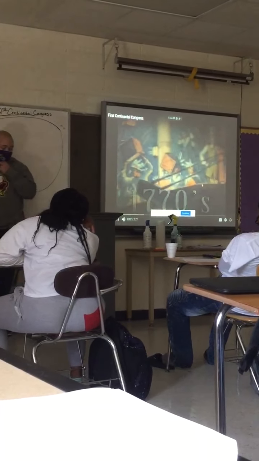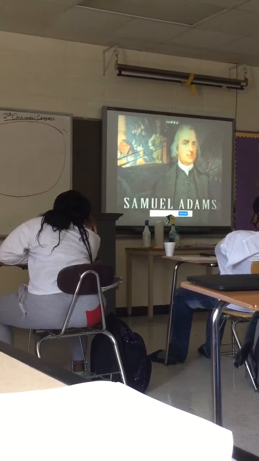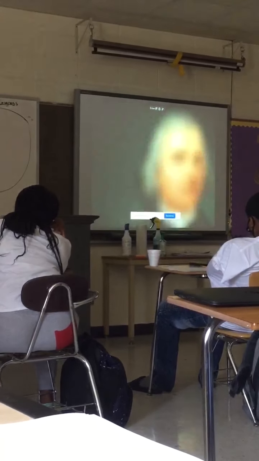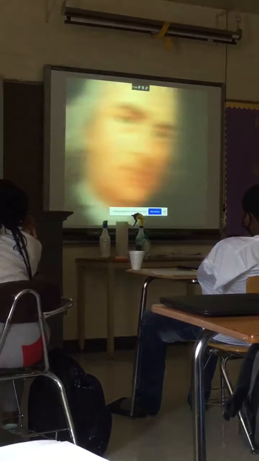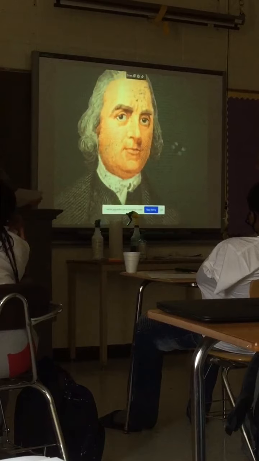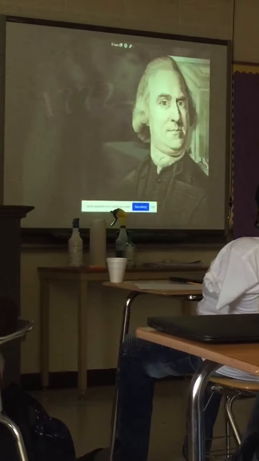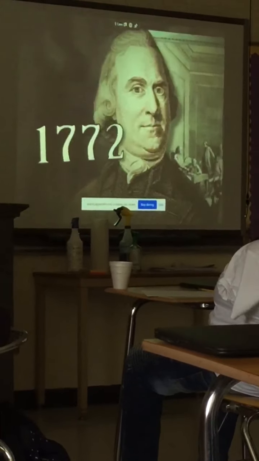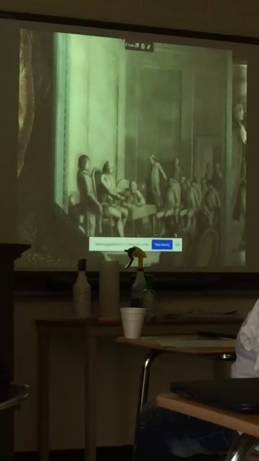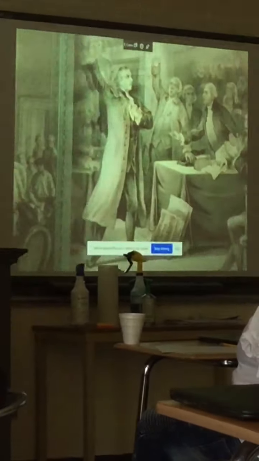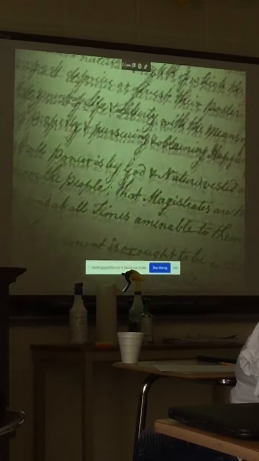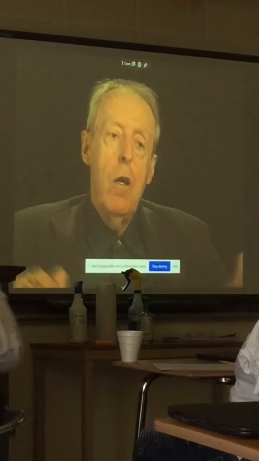Throughout the 1770s, Samuel Adams led Boston's resistance to British rule. Adams was aggressive, courageous, but slovenly. His friends often brought him presentable clothes when he left Massachusetts on business. In 1772, Adams organized committees of correspondence, which were groups of people who wrote letters to each other chronicling British abuses.